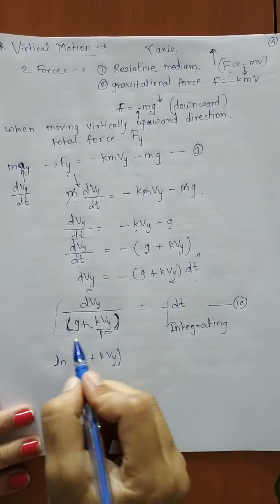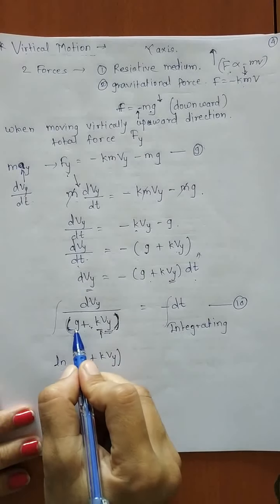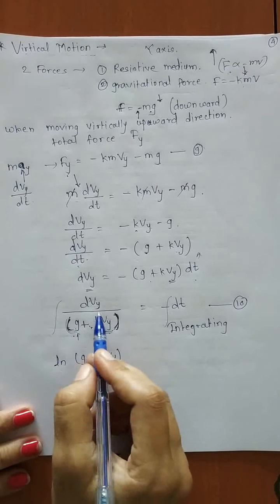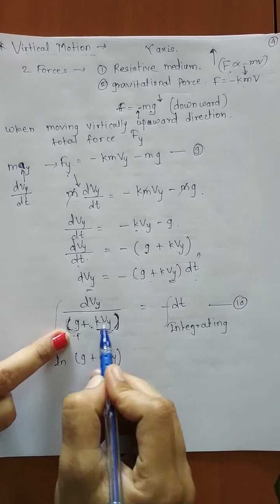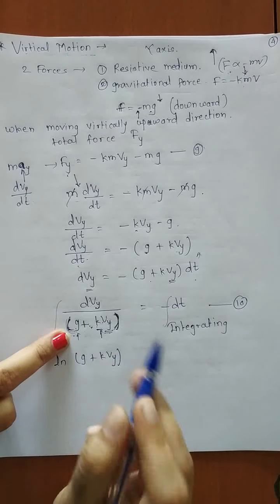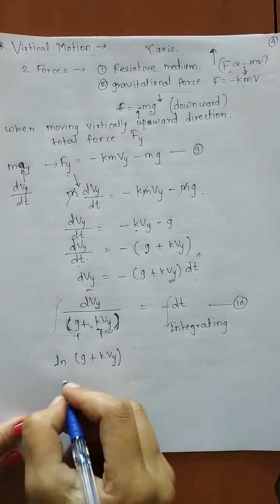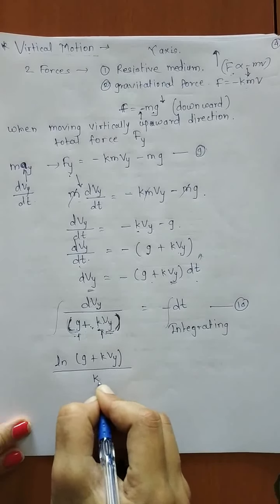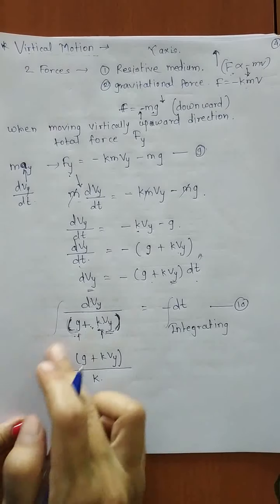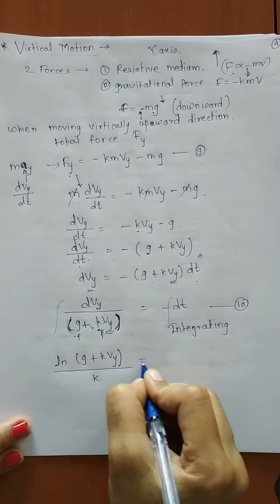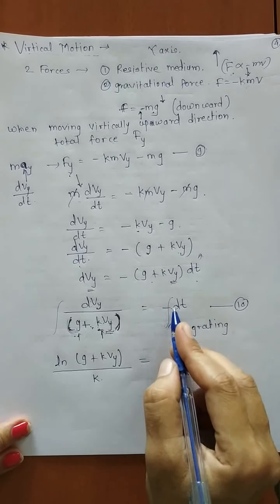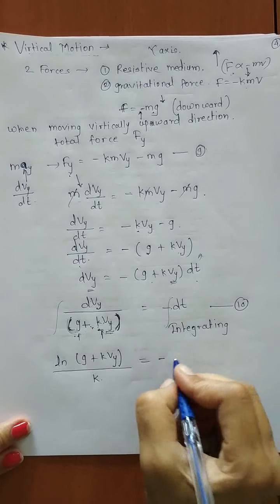So what will be the derivative of this term? Here g is a constant, so its derivative is 0. The derivative with respect to vy will be 0 plus k times vy, and the derivative of vy is 1. So what will remain? k. So I have to divide by k. This is the total integration of this term. And now on the RHS, what will be the integration of dt?